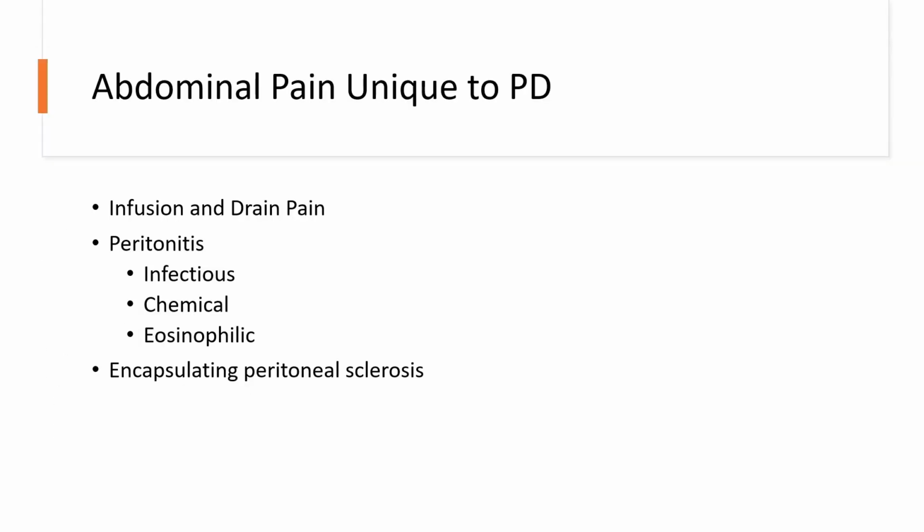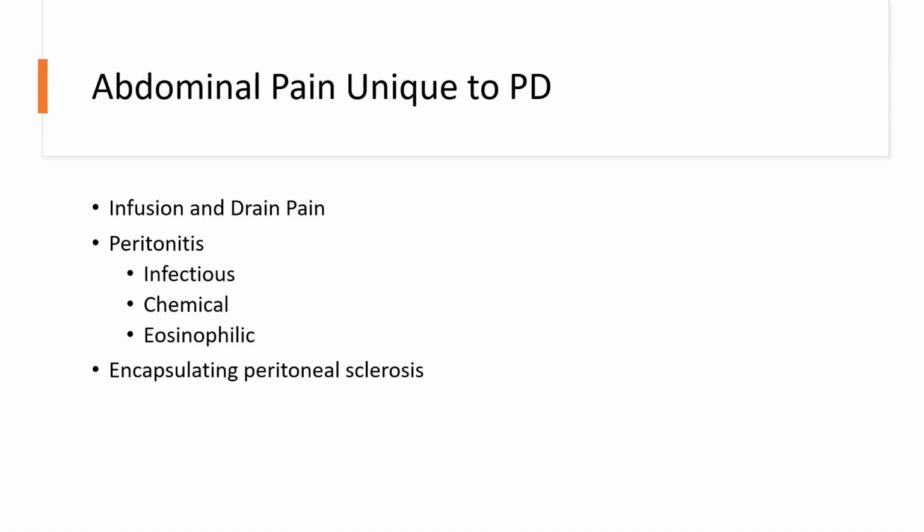is more common when people start. So when they first start PD, or if they just started adding icodextrin, they might have this. And then sometimes it's related to additives that are in the PD fluid. So for example, sodium thiosulfate, which is treatment for calciphylaxis, we usually will do IV because of high rates of chemical peritonitis if it's added in intraperitoneally.